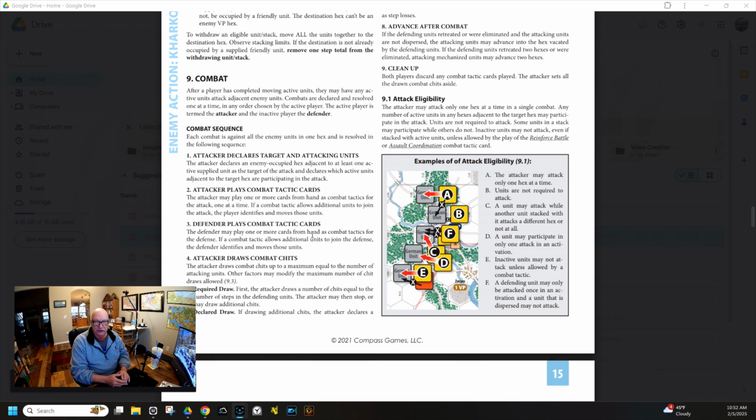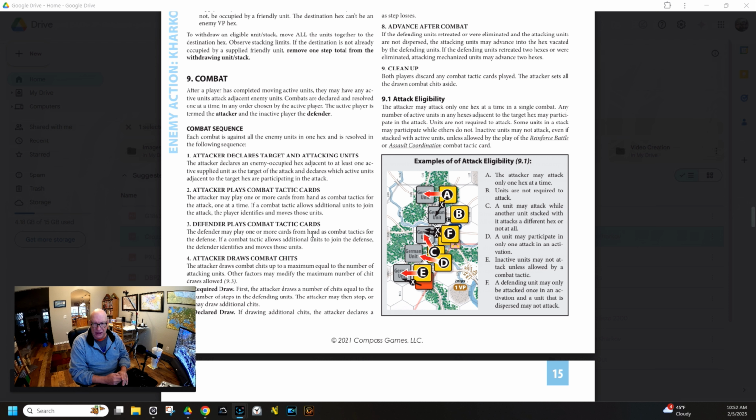So, attack eligibility. The attacker may attack only 1 hex at a time in a single combat. Any number of active units in any hexes adjacent to the target hex may participate in the attack. Units are not required to attack. Some units in a stack may participate while others do not. Inactive units may not attack even if stacked with active units, unless allowed by the play of the reinforced battle or assault coordination combat tactic card.